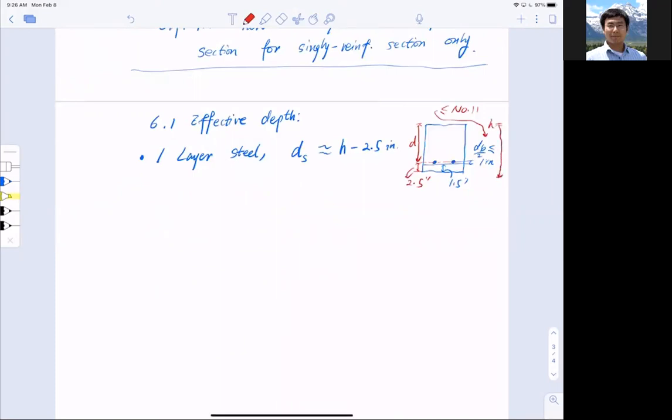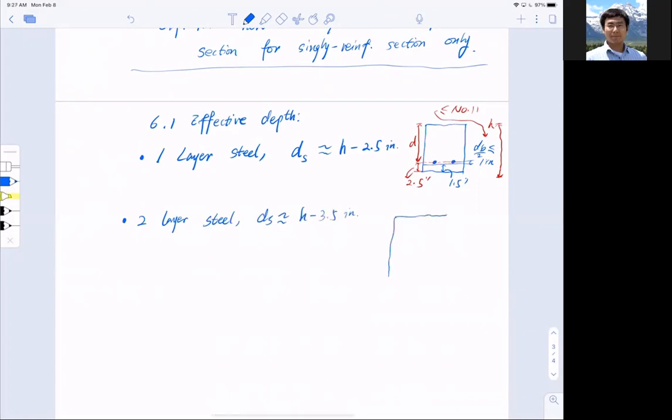Okay, now for 2 layers or more, things are usually a little bit complicated. Why is that? Because I need to consider the vertical clear spacing between bars.